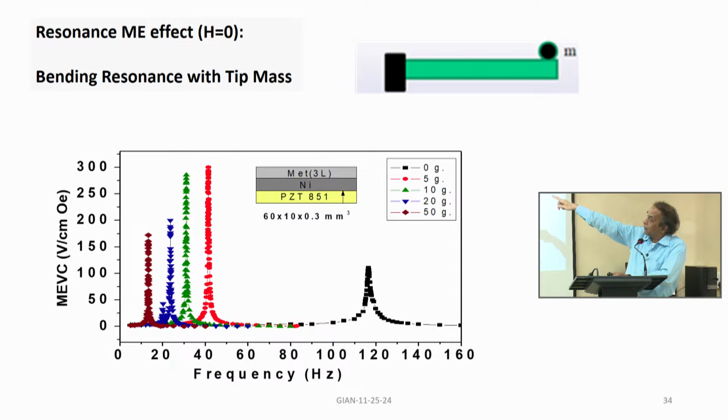Then you see the resonance under no tip mass, it is occurring at 110 or 120 hertz. So, with 5 grams of tip mass, it shifts to 40 hertz. With 10 grams, it goes down to 25. With 20 grams, around 20. With 50 grams, close to 10. So, you have the mechanism here. You have the liberty to tune the resonance to the frequency that you really want.